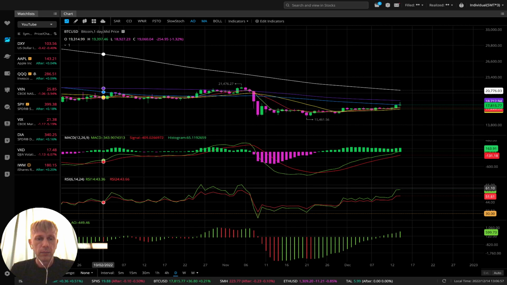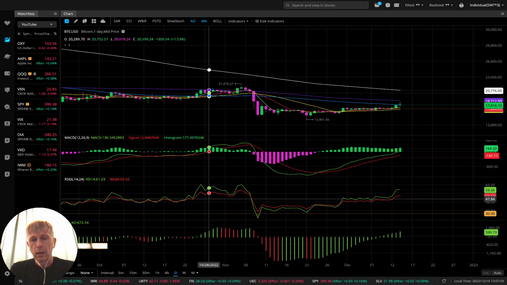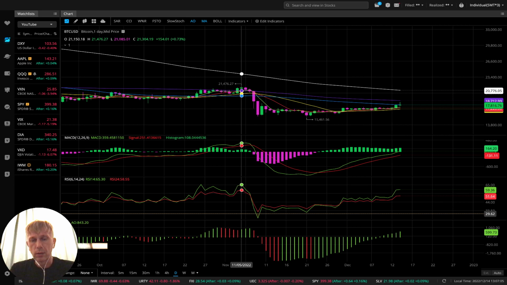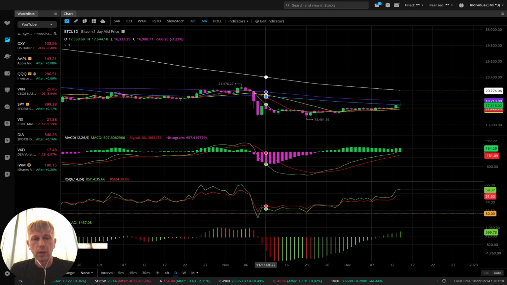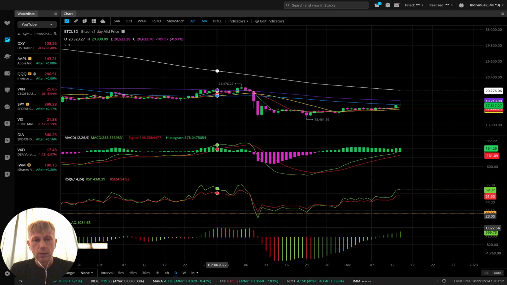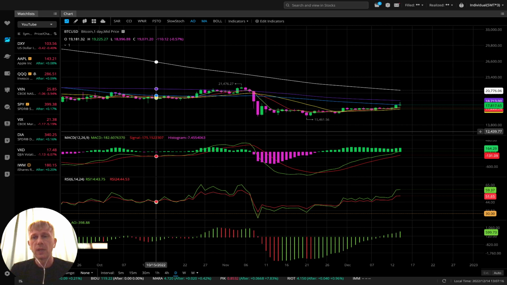Same on RSI. Red is the signal line, green is the RSI line, and the yellow line is 30, the oversold territory, and 70 is the overbought territory. Awesome oscillator, green is bullish, red is bearish. That's all. Let's start it.